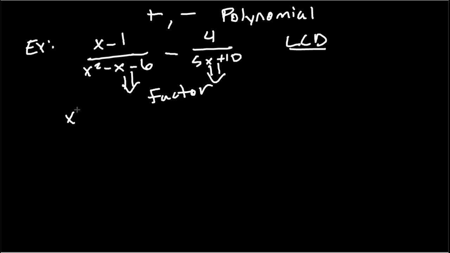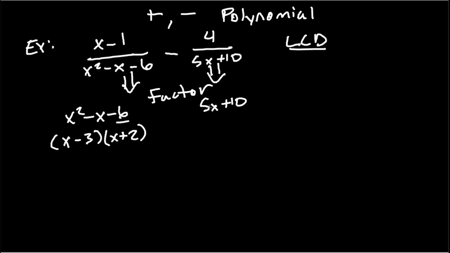So let's bring down our x squared minus x minus 6. Let's bring down our 5x plus 10. Over here, factors of negative 6 that add up to negative 1. Well, that's not so bad. That's x minus 3 and x plus 2. Over here, the only thing we can do to simplify this is to take a 5 out, leaving us with x plus 2. So our LCD is, again, each factor written however many times it appears.